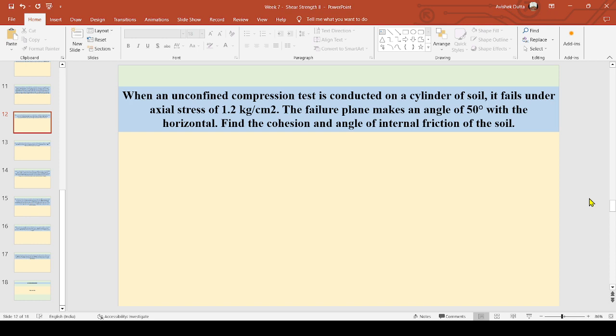When an unconfined compression test is conducted on a cylinder of soil, it fails under axial stress of 1.2 kg per centimeter square. The failure plane makes an angle of 50 degree with the horizontal. Find the cohesion and angle of internal friction of the soil. Next question.